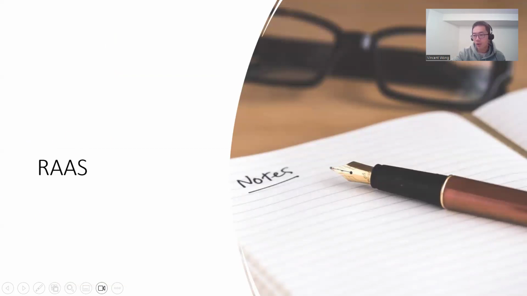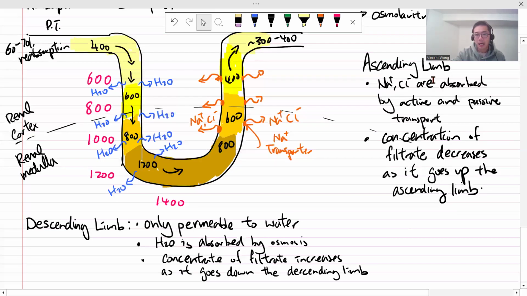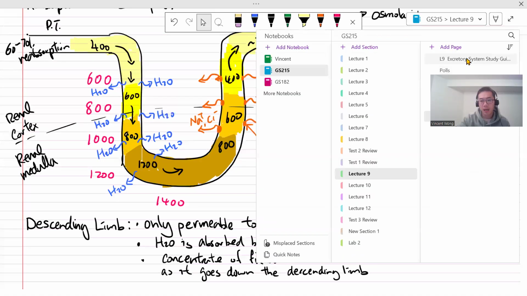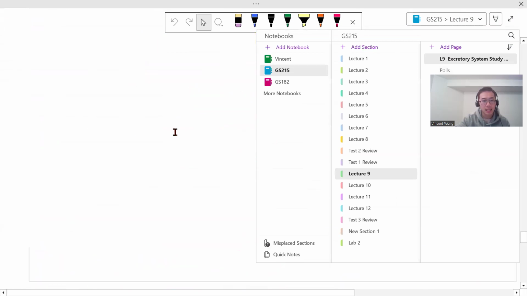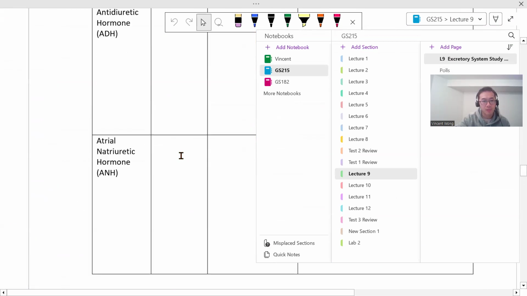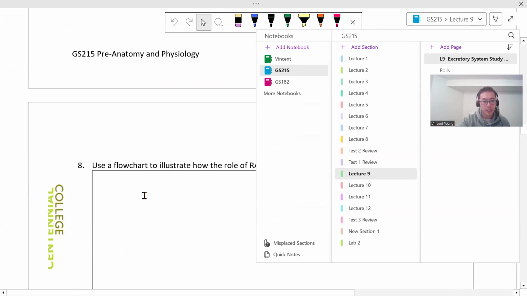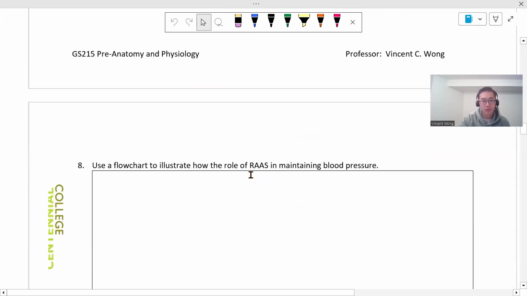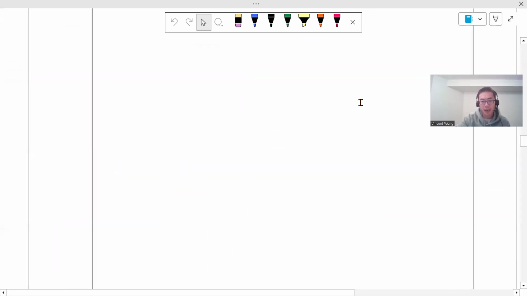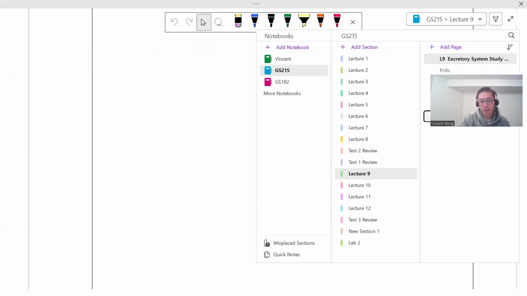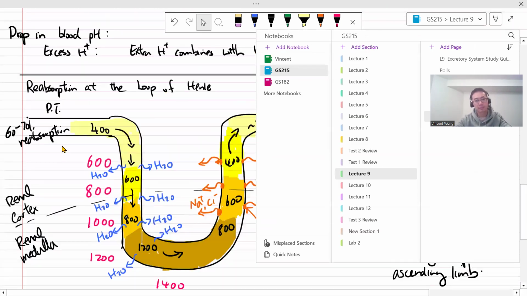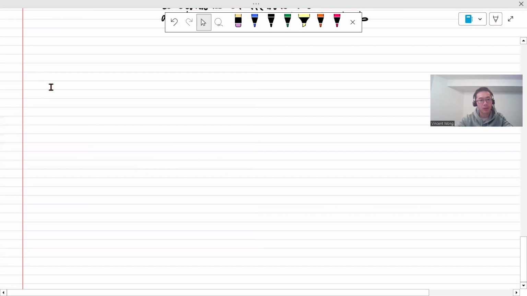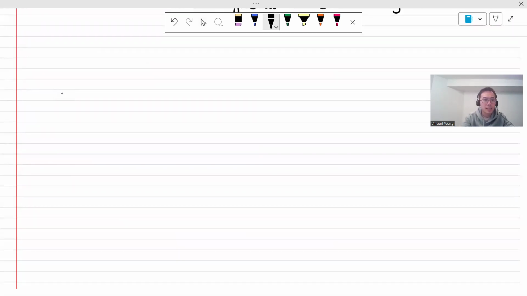So this next note is called the RAS, RAAS. It's a long one, okay? If you have the study guide, you can fill it in. There's a box for this RAS stuff right here. Question 8: use a flowchart to illustrate the role of RAS in maintaining blood pressure. But I'm just going to do it in the note, so I have more space and can post this all in one thing.